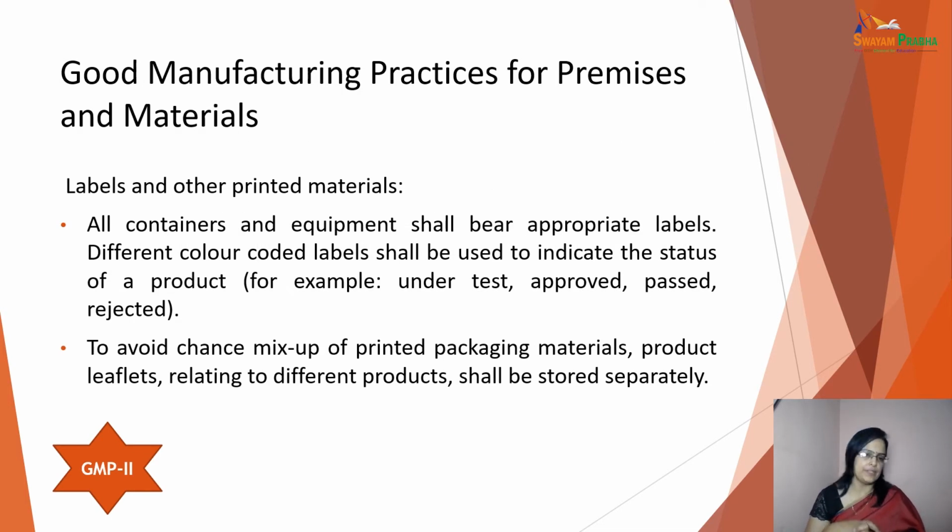Labels and other printed materials. Now, what are the requirements as per GMP regarding labels and other printed materials? All containers and equipment shall bear the appropriate labels. This we all know very well. Different color-coded labels shall be used to indicate the status of a product, for example under test, approved, passed, rejected. To avoid chance mix-up of printed packaging material, product leaflets relating to different products shall be stored separately, so there should not be any kind of confusion.